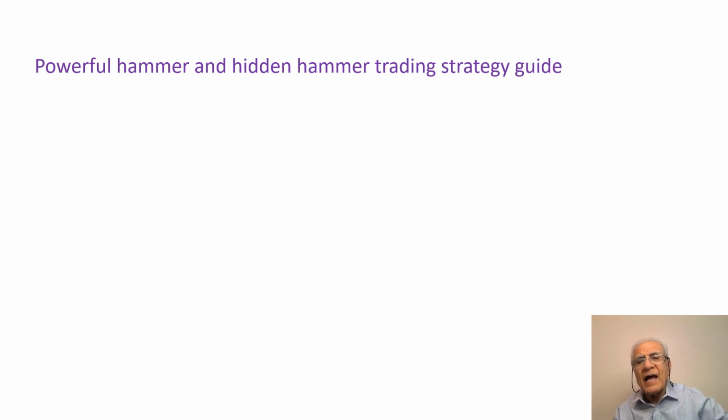Powerful hammer and hidden hammer trading strategy guide. The hammer candlestick pattern has always been the most powerful indication of trend reversal to enter the trade among traders when it is seen at the bottom of a downtrend. We can also take advantage of candlestick blending to find the hidden hammer by blending 2, 3, 4 or more candles at the bottom of a downtrend to find a profitable entry.